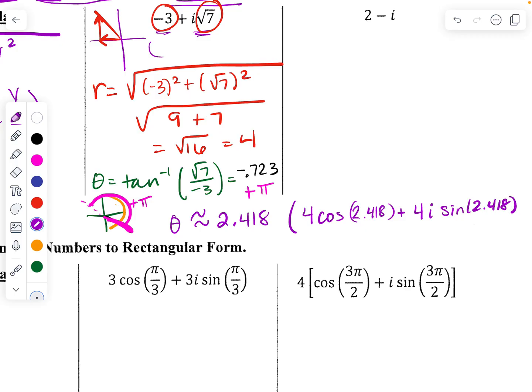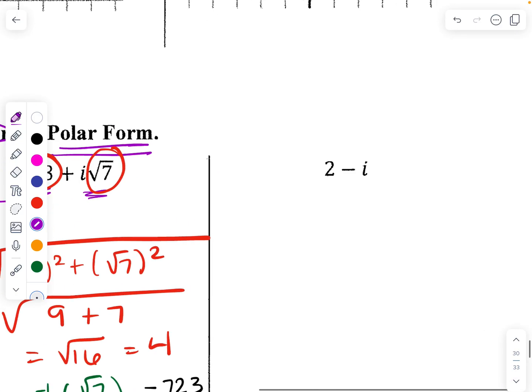Okay, you can also use a shortcut here because 4 is that common factor. So we could say r cosine 2.418 plus i times the sine of 2.418. Okay. All right, let's look at this one here.